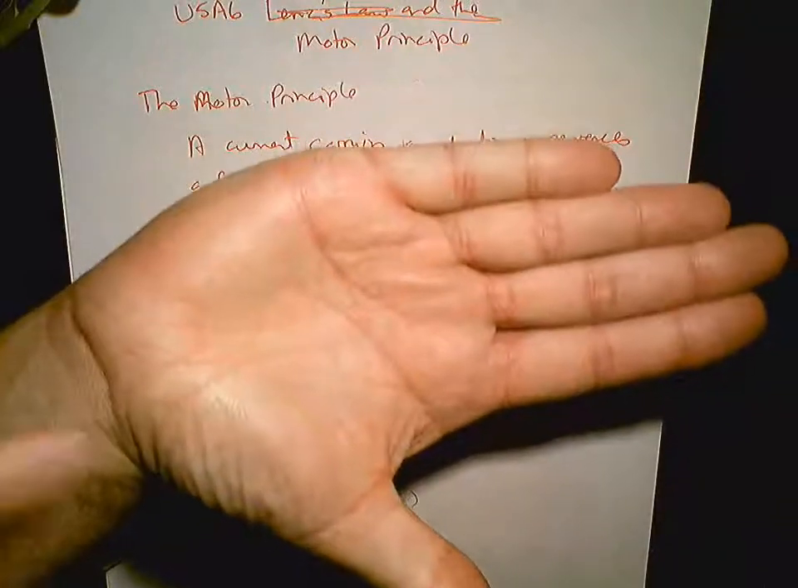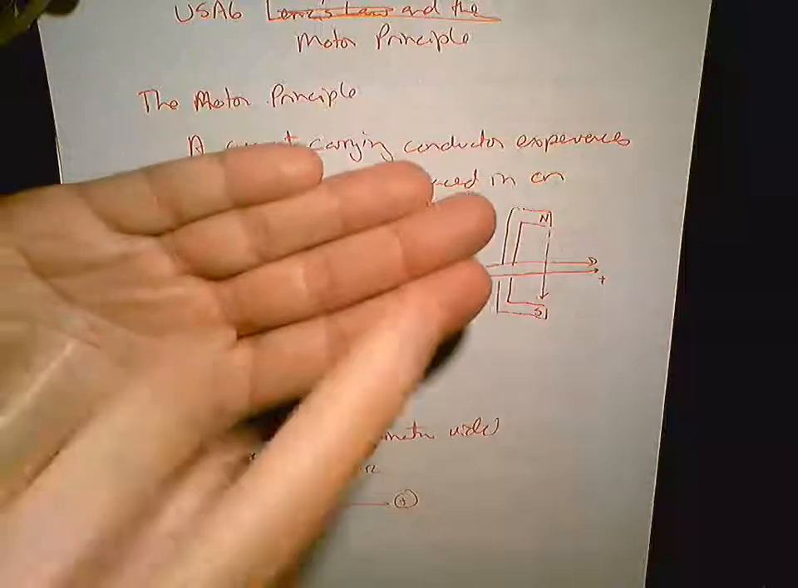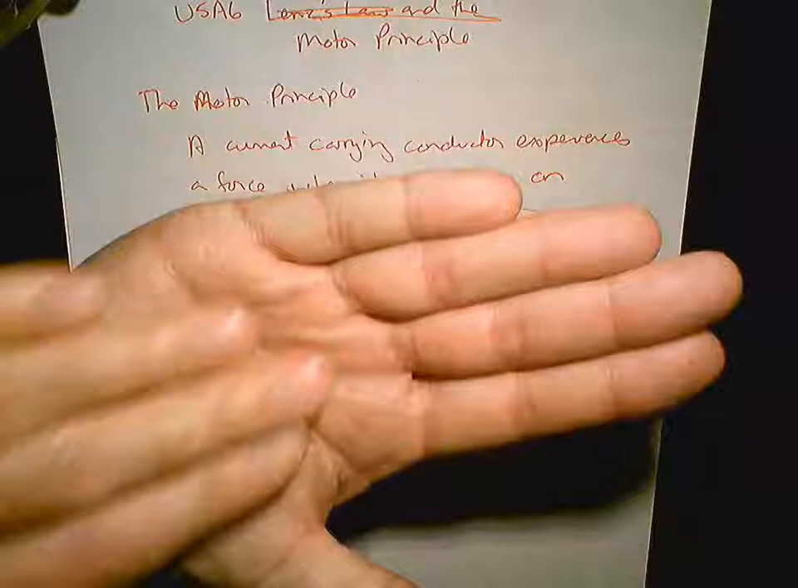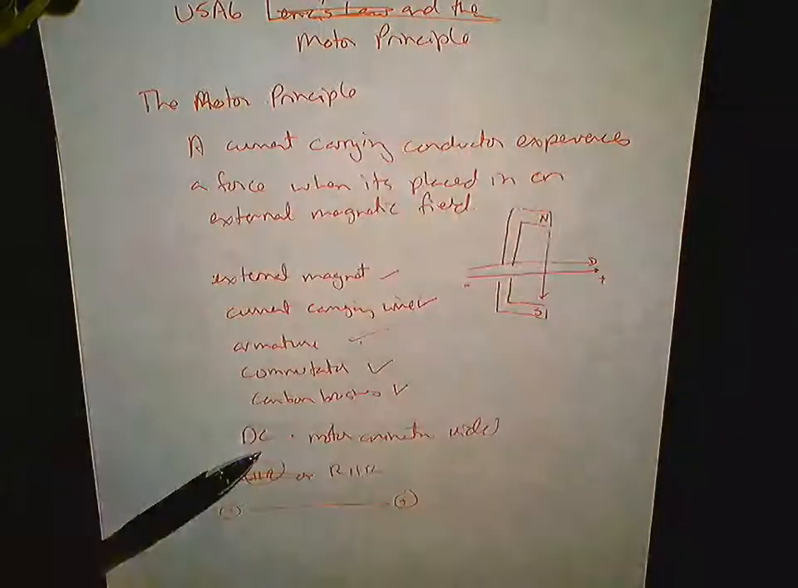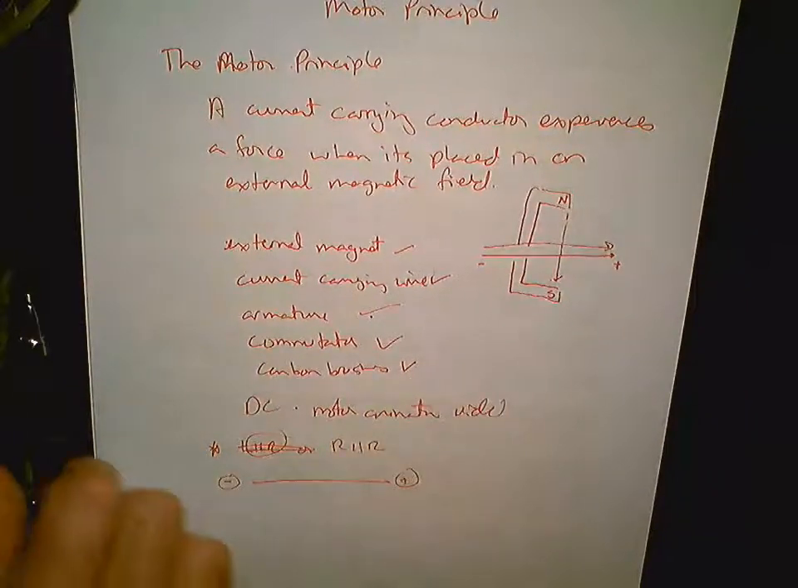You have three things going on: current, magnetic field, and force. You can see that in the diagram, north to south magnetic, current going across. The force is coming straight out towards you, and that force can be used to do work, and that force is going to be there to drive a motor.